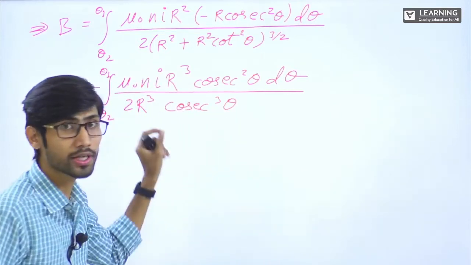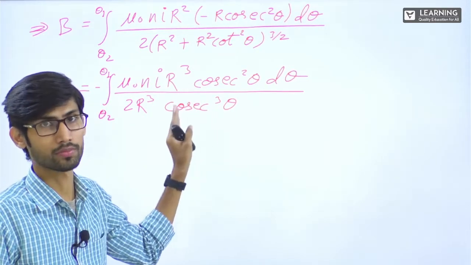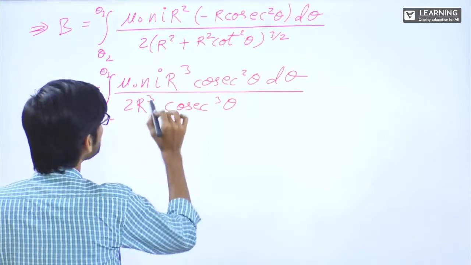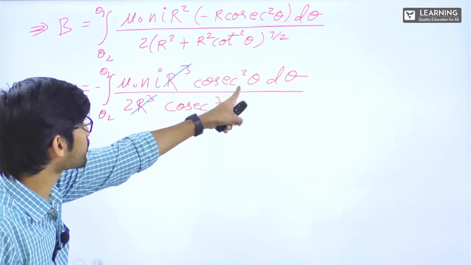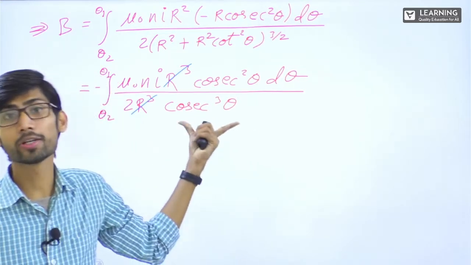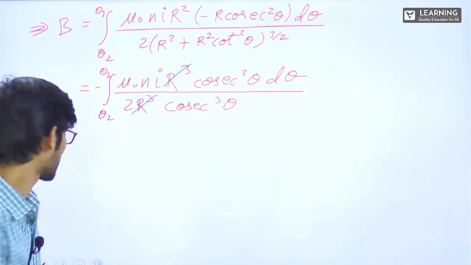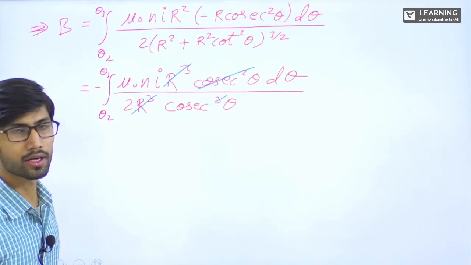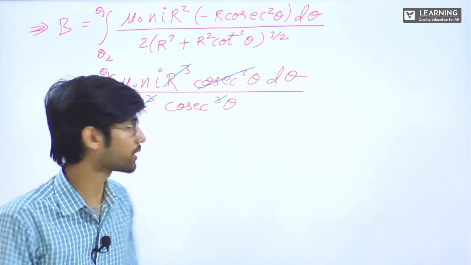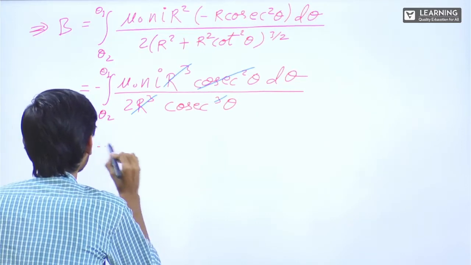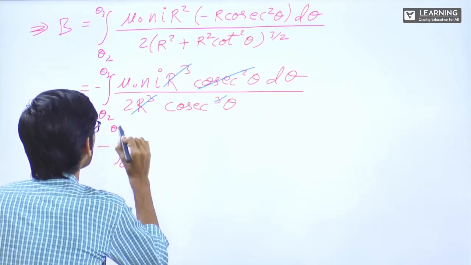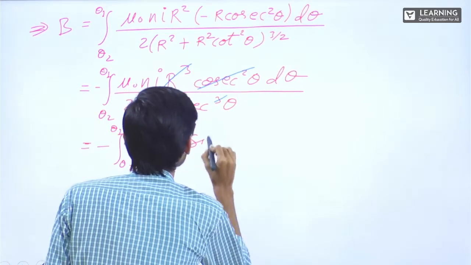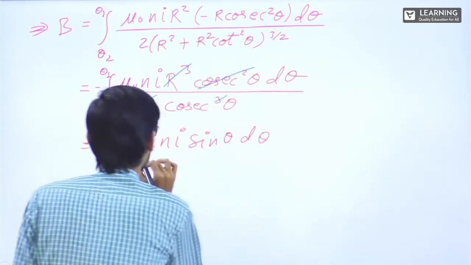I'm not going to show you each and every step. That is mathematics, you should know it. So now, cosec cube theta. From here, this r cube is cancelled. Cosec square theta over cosec cube theta, so in the denominator, one cosec theta will be there. Once this cosec theta goes in the numerator, it will become sin theta. So what will we get? Minus, from theta 2 to theta 1, mu naught n I sin theta d theta divided by 2.